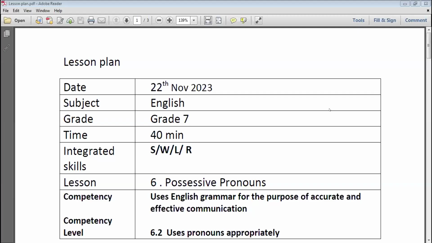Then the last presenter is Shara. I will proceed, ma'am. Hello, good evening all. This is my presentation and this is my lesson plan about possessive pronouns for grade 7 students for the English subject within 40 minutes. I have developed all the integrated skills as well.